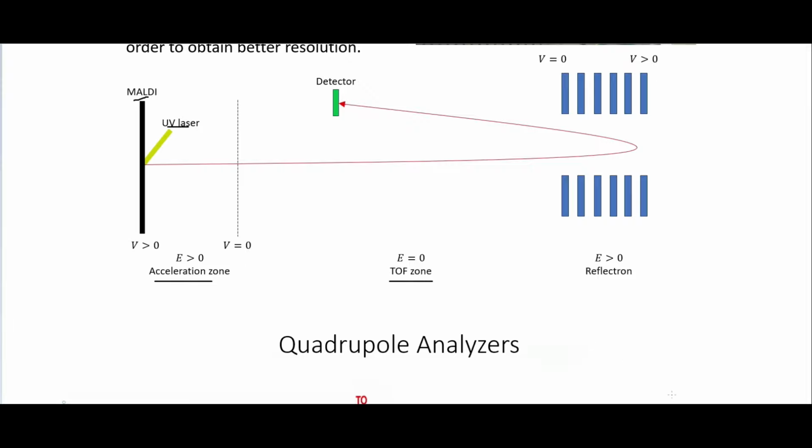So that's why we often have these reflectrons here, because we want to have this whole time of flight right here, but then we want to add even more time of flight right here. And so the more time of flight you can actually get on this, the more separation you will get.